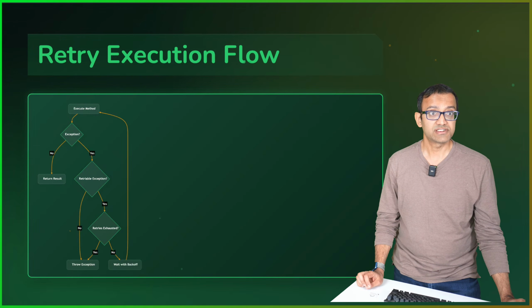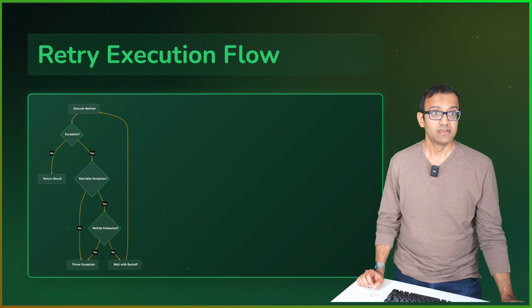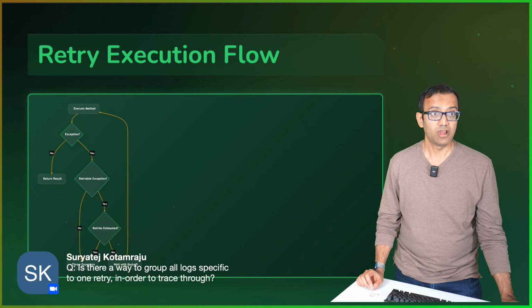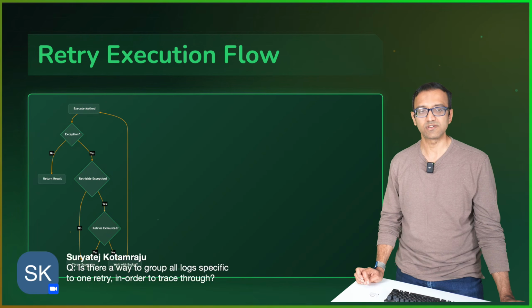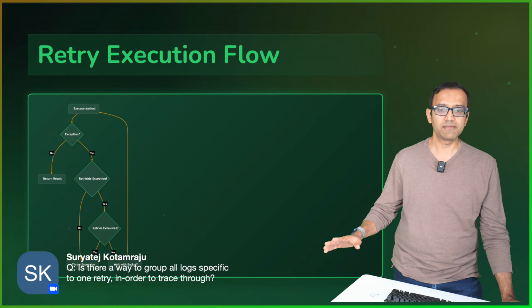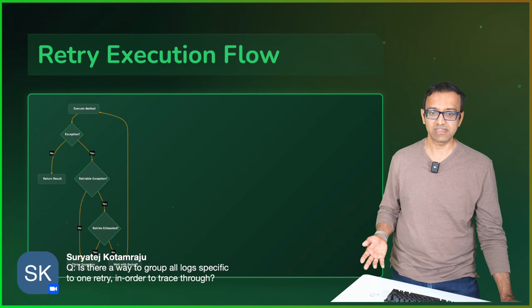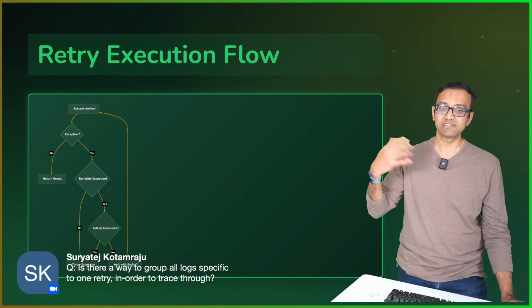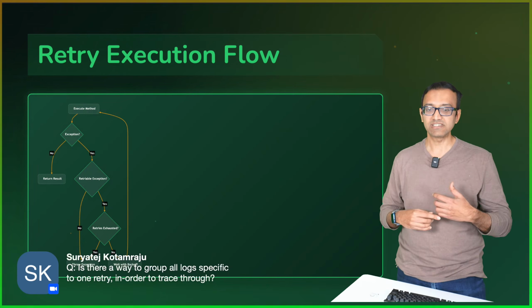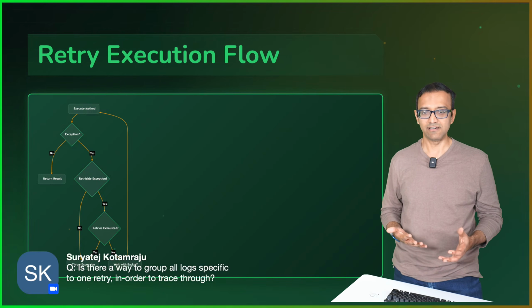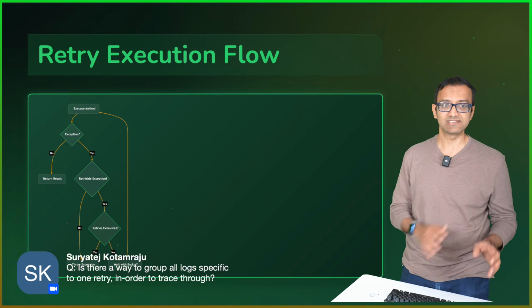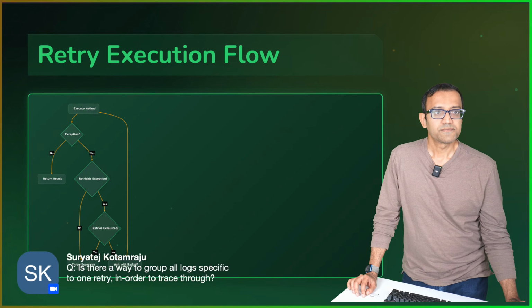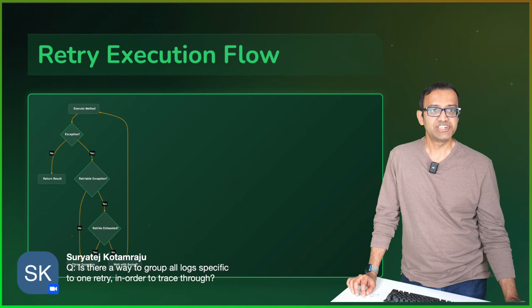What exactly is jitter? I'm going to cover that in a bit. Is there a way to group all the logs specific to one retry in order to trace this through? That's the tracing thing, which is a little out of scope for this. I'm not going to cover it. You have the same log implementation and all the tracing implementation that you normally do, but that's available. The retry is just what gets invoked. When it gets invoked, all the normal tracing infrastructure applies. So nothing changes there. What is jitter? I'm going to cover that.